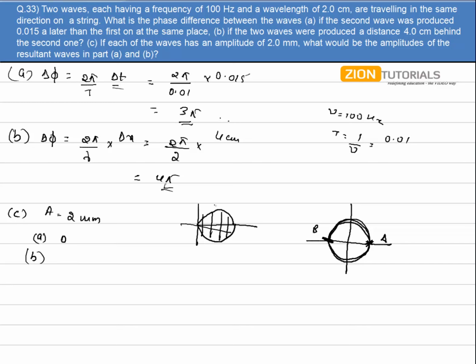For the second case, 4π: let's say this is my complete 2π, and another 2π makes 4π. So the particle is in phase with the earlier particle. If one wave is like this, the other wave will also be like this, and the net amplitude will be doubled. So the net amplitude will be equal to 4 mm. That is the answer.